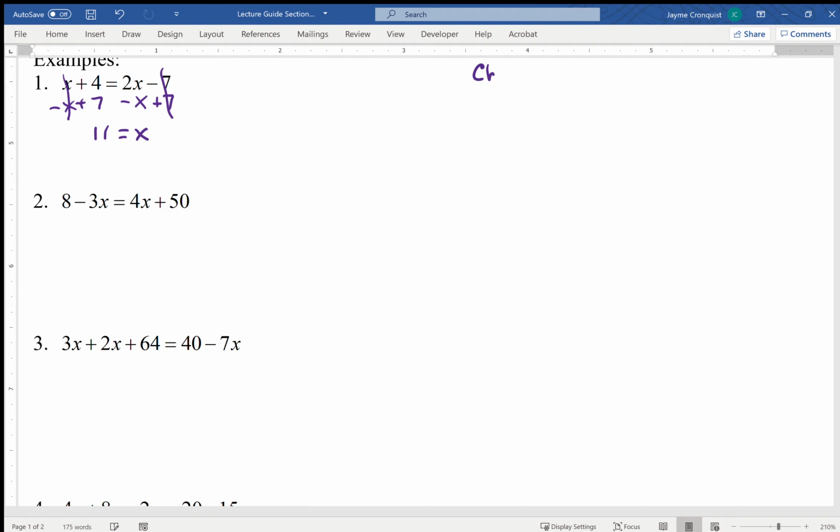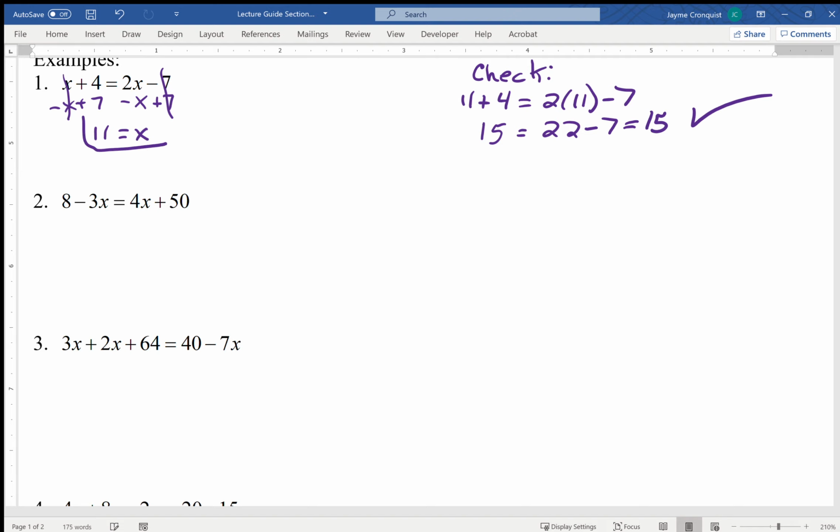Alright, so 11. So 11 plus 4 equals 2 times 11 minus 7. Well, 11 plus 4 is 15. 2 times 11 is 22, and then we subtract 7. That is equal to 15. So, yes, x equals 11 is my solution.